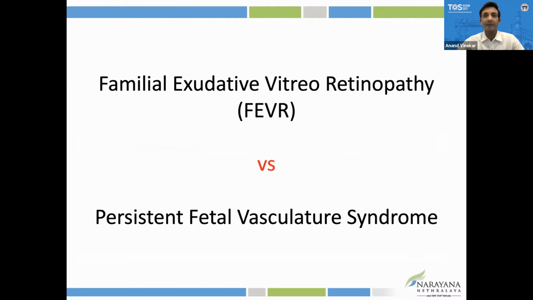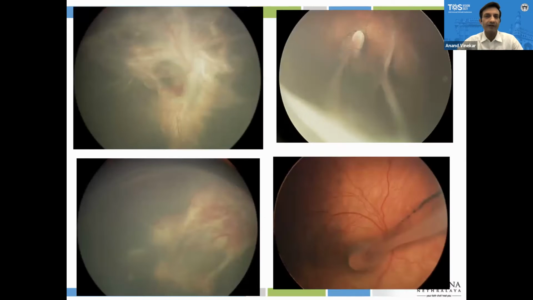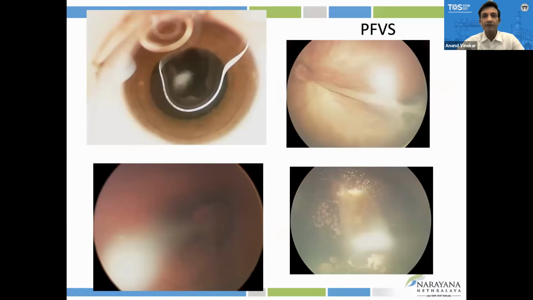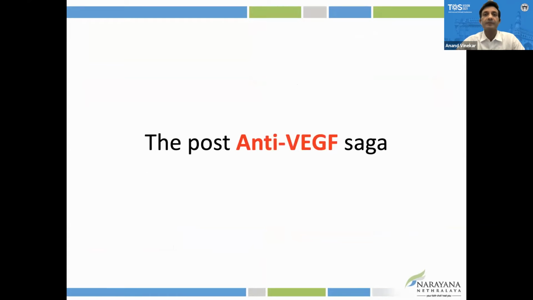And what are the easy practical aspects? So this FEVR versus PFVS is something that's often asked. We all expect that when we think of FEVR, we look at a falciform fold, but it comes in different phenotypes, including with a lot of dysplasia. It can come with exudation. It can look like Coats. And often, if it is a unilateral FEVR, it can be confused with PFVS. So in PFVS, the first thing is that it's a smaller globe. Cataract is more a prominent thing. And if you can depress and look at the pars plana region, it will be hypodeveloped compared to an FEVR case. So these are some of the more practical things that we can look at.